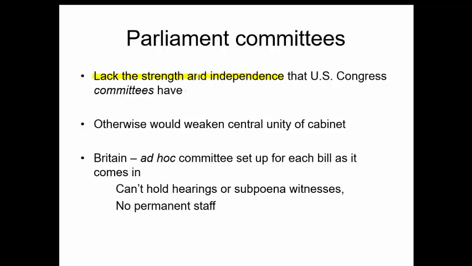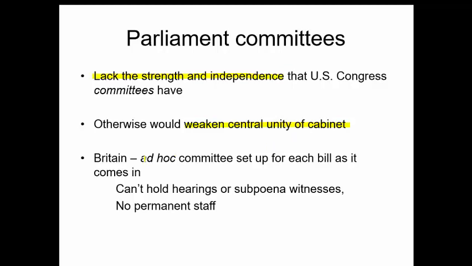However, the cabinet does the bulk of that job in the parliamentary system, because otherwise, if you put the burden onto committees, this would weaken the central unity of the cabinet. And that's the most powerful feature of this parliament system: if you elect a party to be majority control, then they build their cabinet and then they control government with not a whole lot of opposition to speak of.